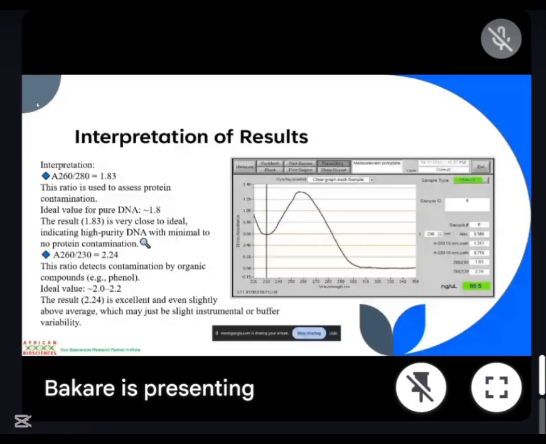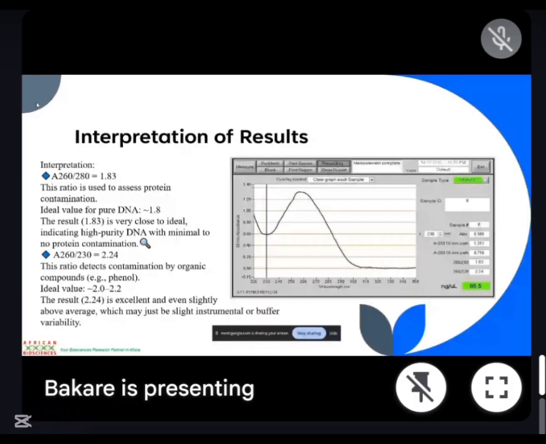So the NanoDrop will not be reading water. You want it to know that, okay, I want to start measuring my sample now. So let me blank. You take 2 microliters of your elution buffer, the same buffer that you use to elute your DNA.